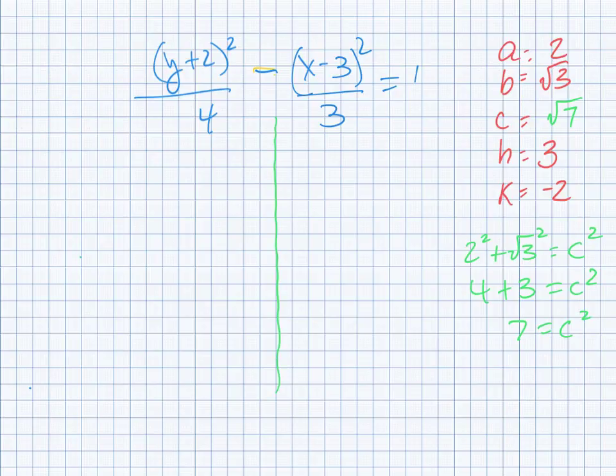That's not too bad. Oh, wait. It's up here. It's down here. So we're going to have to graph it like this. Okay. So we know our center is 3, negative 2. We're going to plot the center. And we know it's vertical because the y is the positive term. So we're going to go up 2, down 2, and the square root of 3 is 1.73. So we're going to go to the right 1.73 and to the left 1.73. And we're going to build our box.